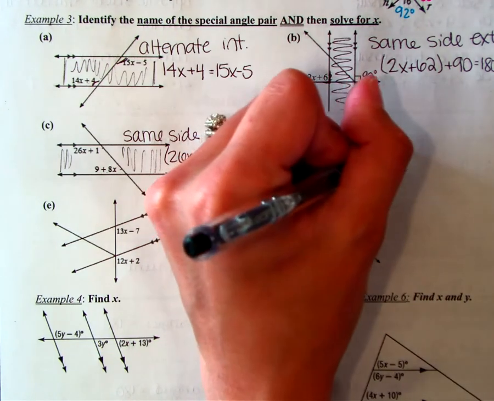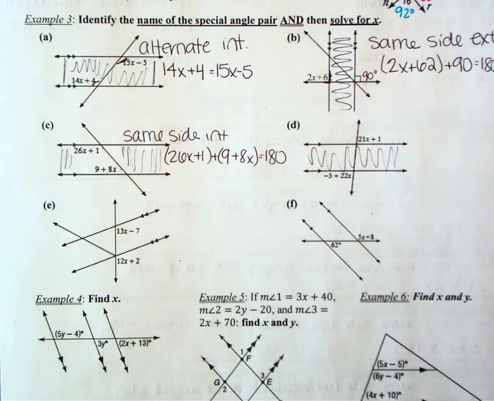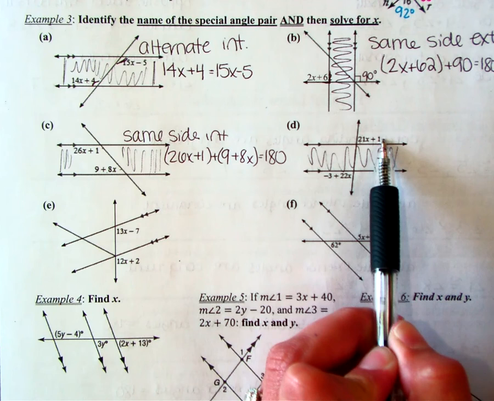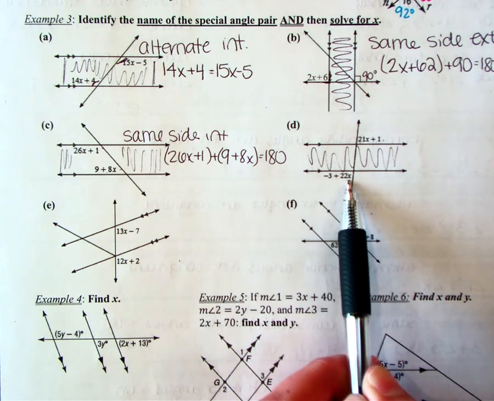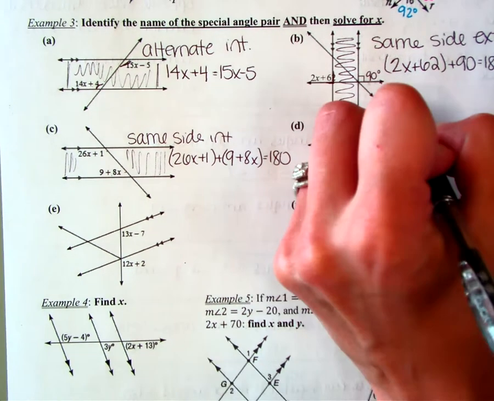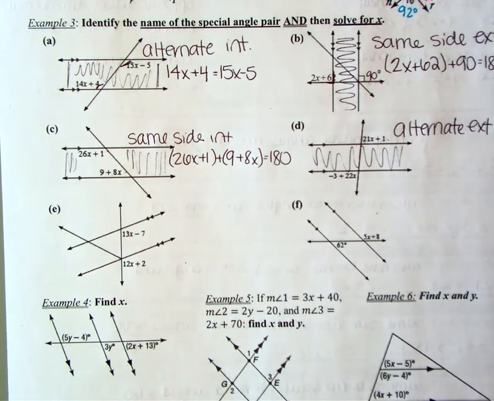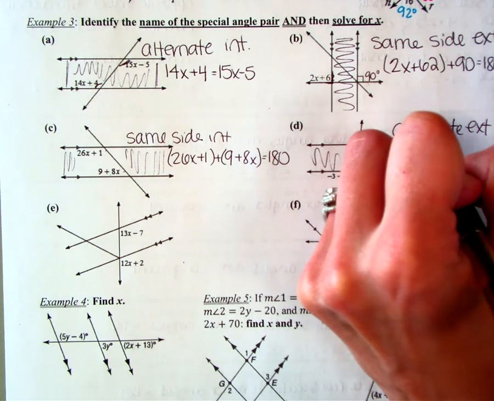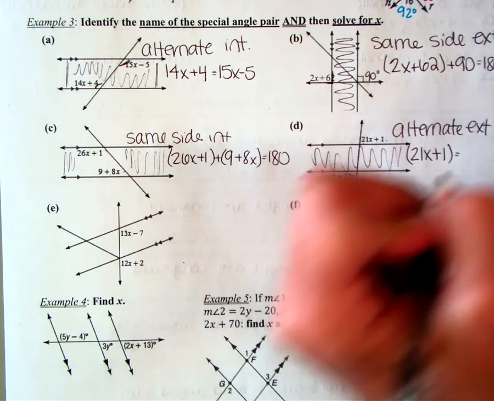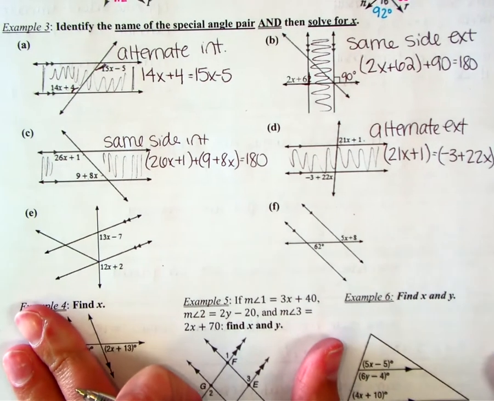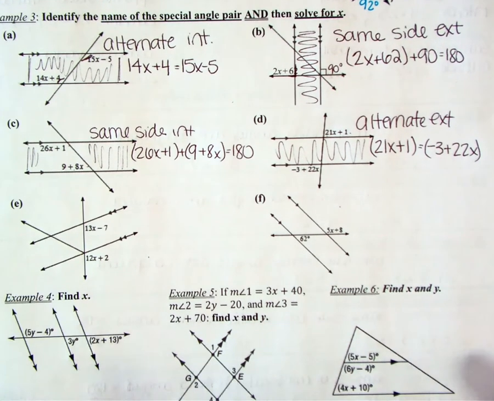In D, if I shade in my parallel lines, I see that my mathematical expressions are outside where I've shaded. So I've got some exterior angles. 21x plus 1 is on the right side of the transversal. Negative 3 plus 22x is on the left side, so they are opposite. So I've got alternate exterior angles. Those angles are congruent, and so I'll have 21x plus 1 equal to negative 3 plus 22x, and then of course I would solve for x.